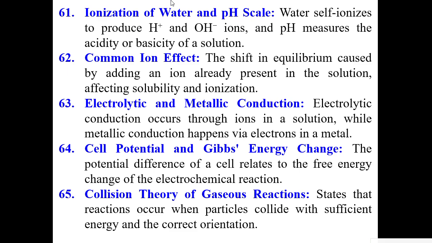Then cell potential and Gibbs energy. When you are taking two electrodes, you know what an electrode is: positive electrode, negative electrode. That potential will depend upon the free energy change of the electrochemical reaction. So, cell potential and Gibbs energy change. Now, if the potential difference is zero, what does it indicate? There is no potential difference, no flow of electrons, no production of current electricity. If electrons are moving, then only electricity will be produced. Otherwise, there won't be any electricity.